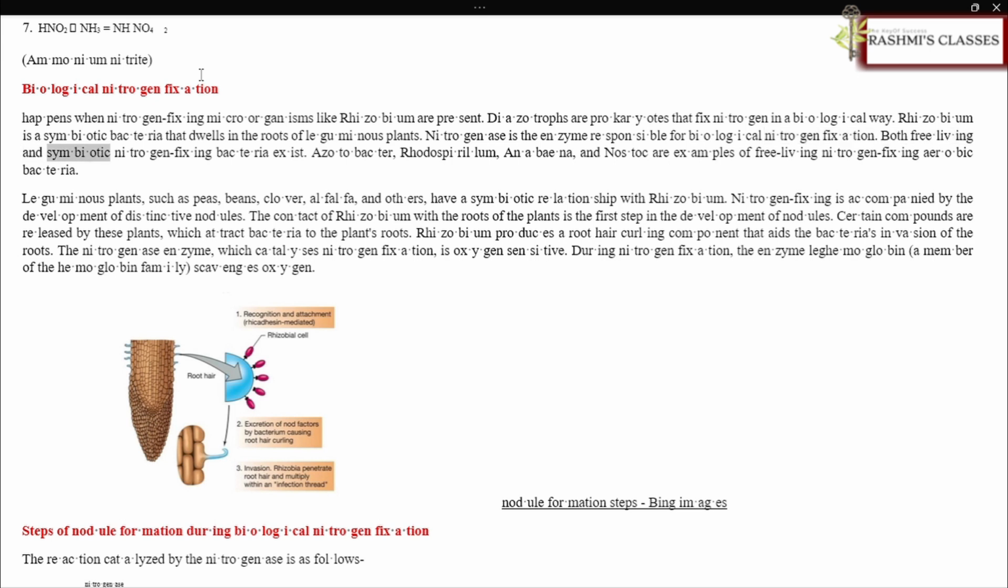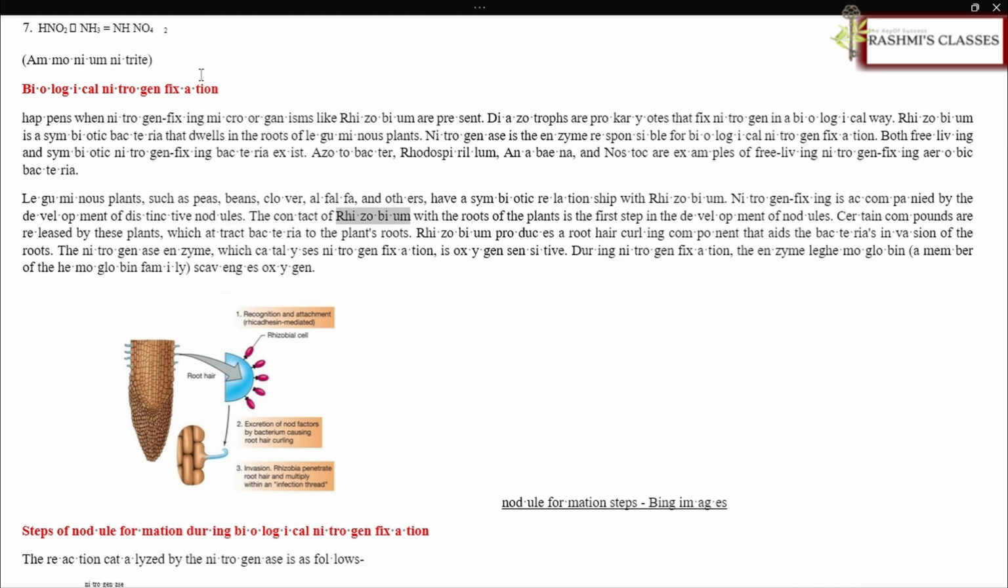Both free-living and symbiotic nitrogen-fixing bacteria exist. Azotobacter, Rhodospirillum, Anabaena, and Nostoc are examples of free-living nitrogen-fixing aerobic bacteria. Leguminous plants, such as peas, beans, clover, alfalfa, and others, have a symbiotic relationship with Rhizobium. Nitrogen fixing is accompanied by the development of distinctive nodules.